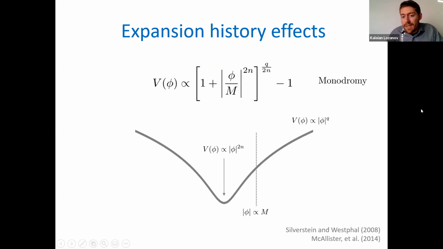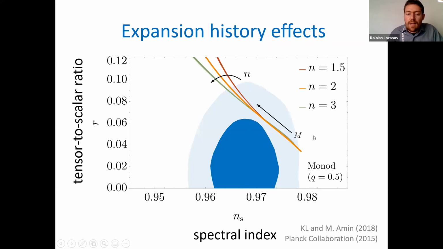Our analysis can also be applied to other potential profiles. Let's consider a monodromy-like potential, which goes as phi raised to some power q far away from the minimum. We can set q to 1/2, for example, so the slow roll inflation is realized by square root of phi. Again, our predictions without uncertainties, standard predictions, standard uncertainties. Again, the uncertainties can be reduced significantly.